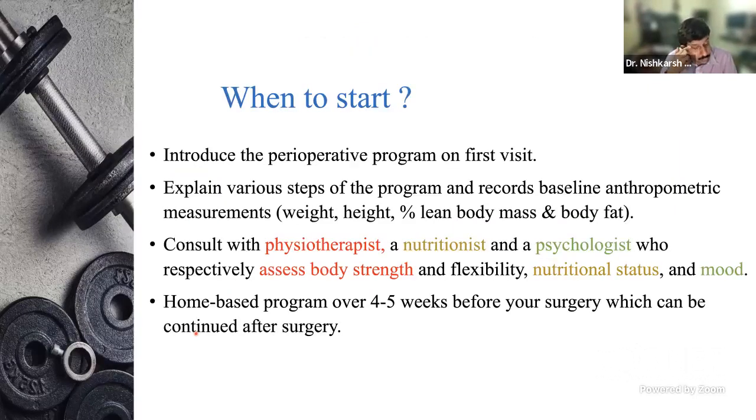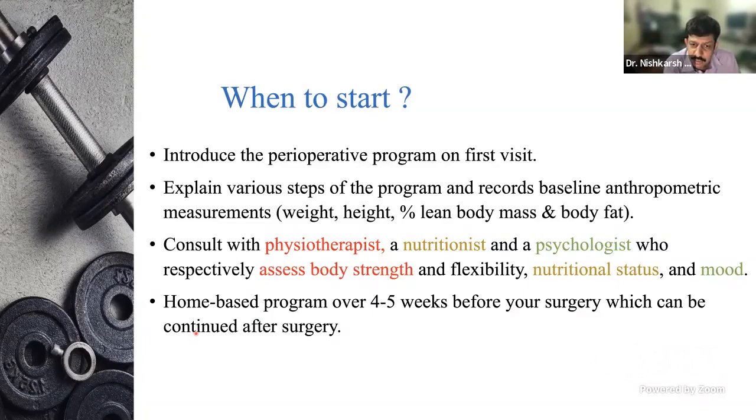Now, another important thing is when to start. Ideally, the patient should be introduced to the prehabilitation program on the first visit. Once the patient is diagnosed with a malignancy and is planned for surgery, that is the ideal time to introduce it, because we should not waste even a single day, and the patient should be put on a customized prehabilitation program. We need to explain various steps of the program and record the baseline anthropometric measurements, which are weight, height, lean body mass, and body weight.